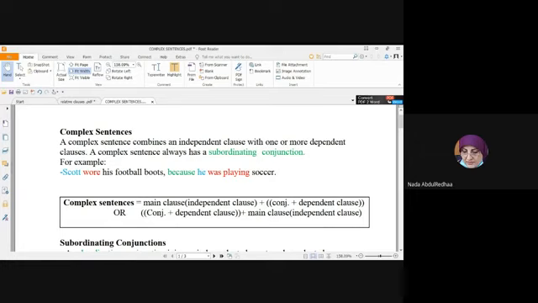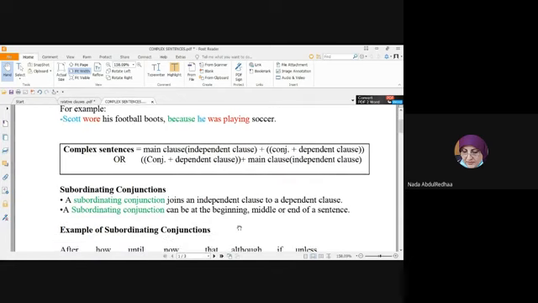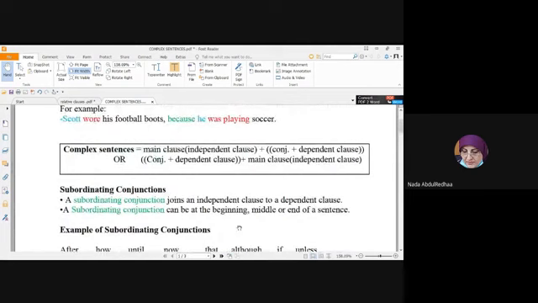For example, as in the example above, I can say because he was playing. Who is he? I now have to mention his name because I put it at the beginning. Because Scott was playing soccer, he wore his football boots. So what did I do? I shifted the whole second clause to the beginning, and when I do this, I put a comma because there is a need for a comma.